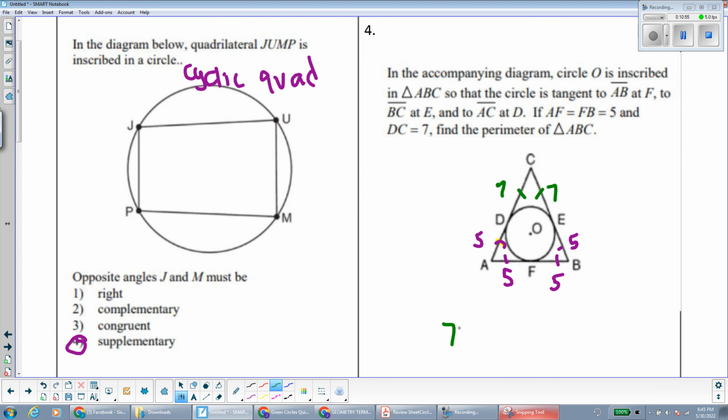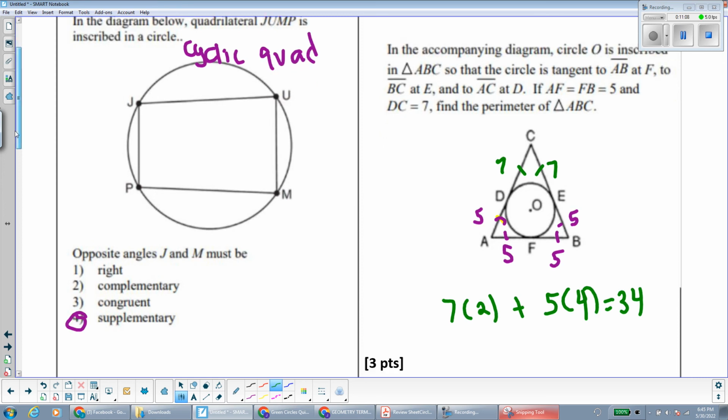Adding everything up, that's 7 two times and 5 four times. And that gives us 34 for the perimeter. 14 plus 20 is 34.